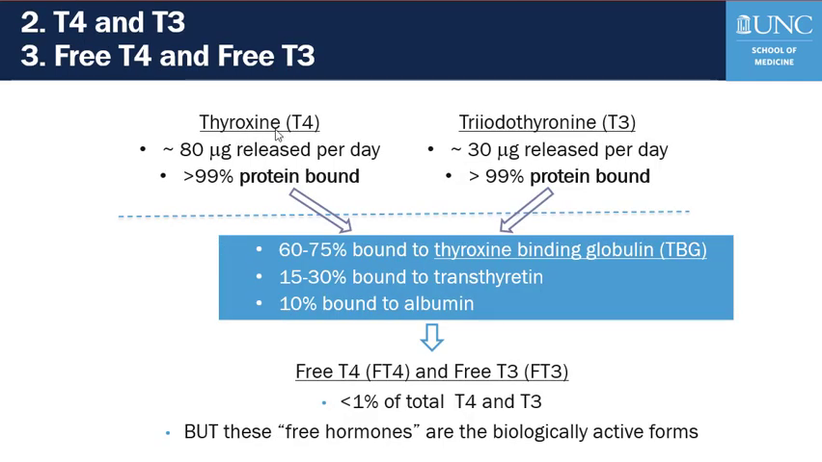We can also measure T4 and T3 as well as the free forms of these two hormones. And so T4 is the main hormone released from the thyroid gland, approximately 80 micrograms released per day in the average individual, but it's 99% or more bound to protein. And approximately 30 micrograms of T3 is released per day, and it too is extensively protein bound.